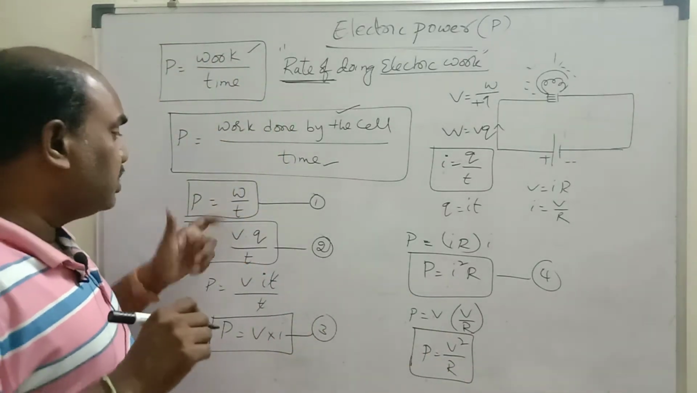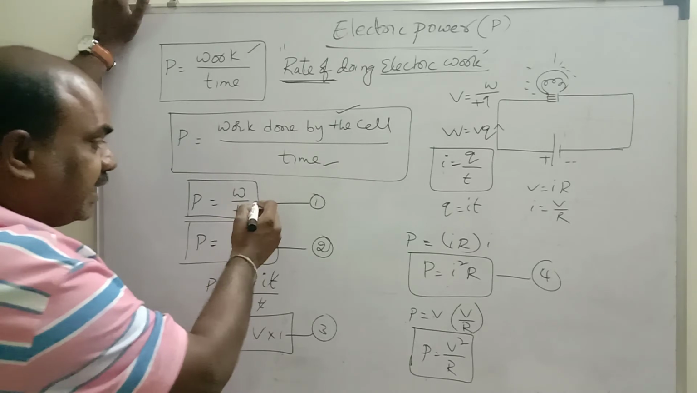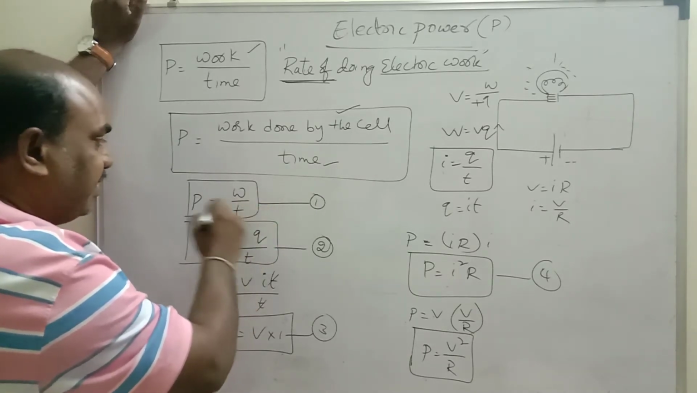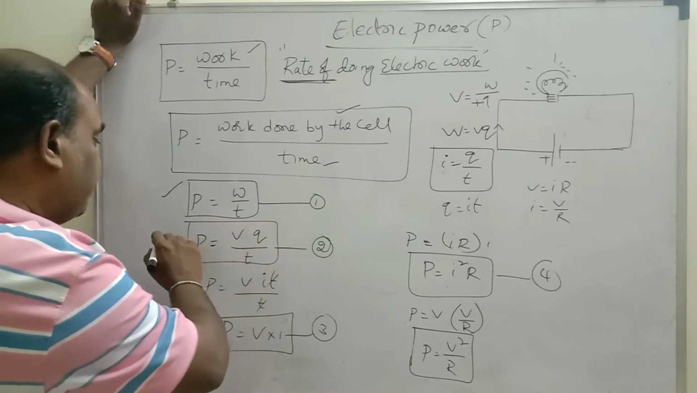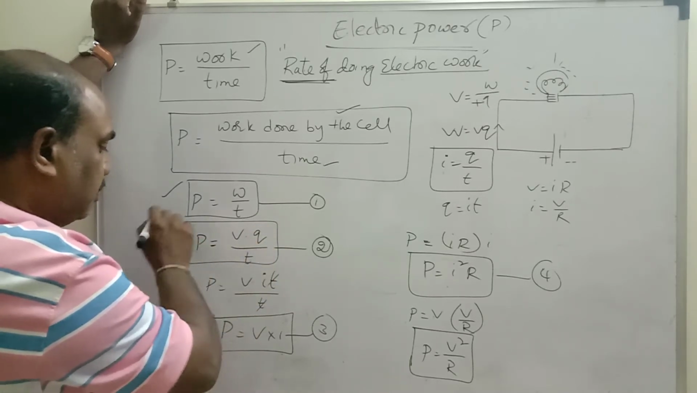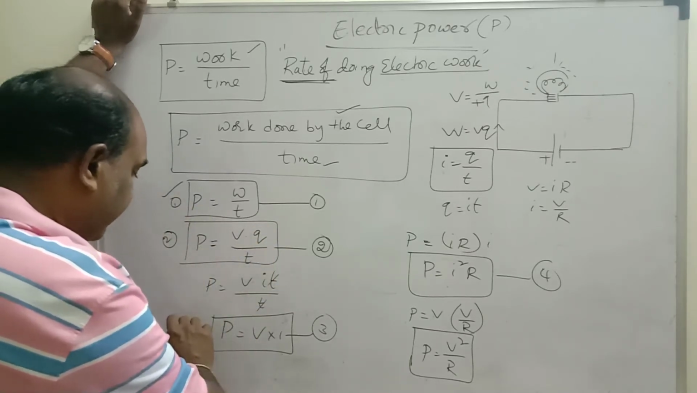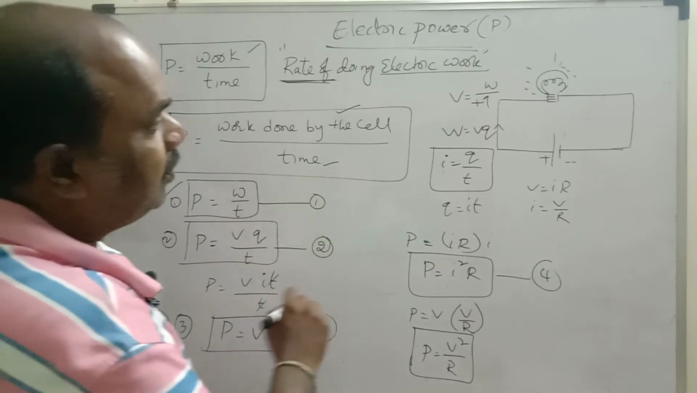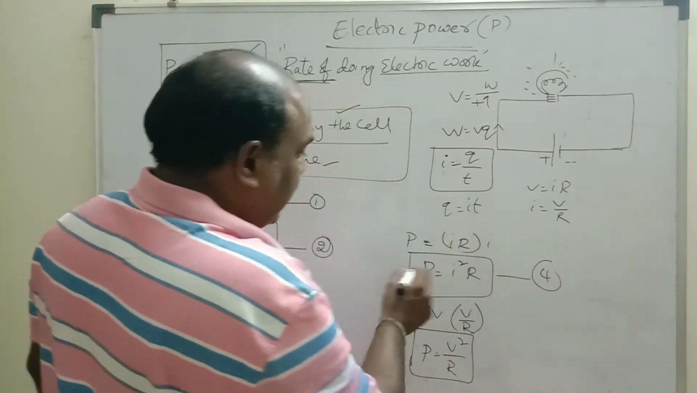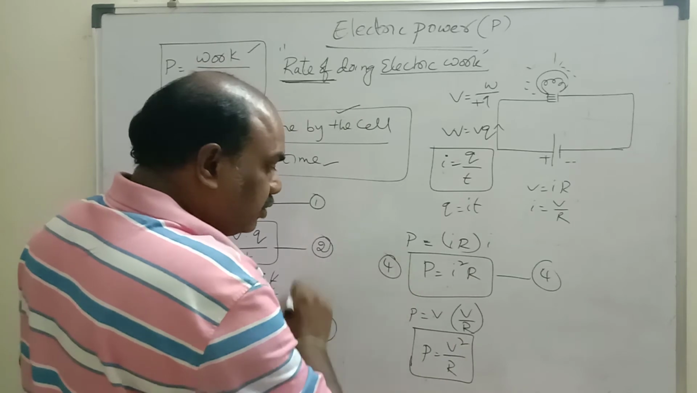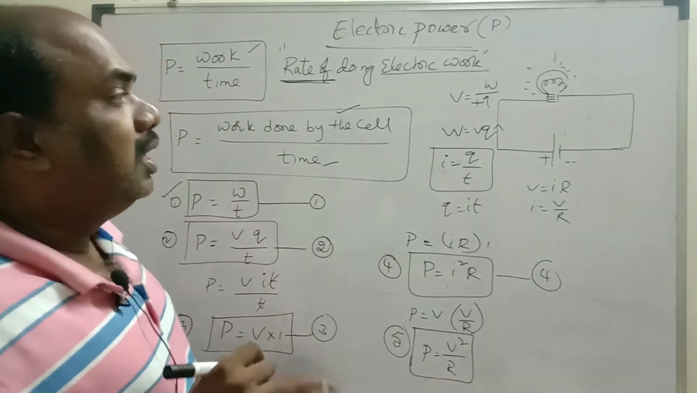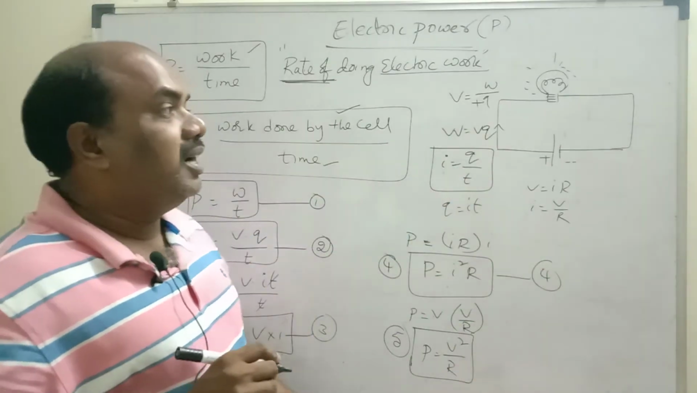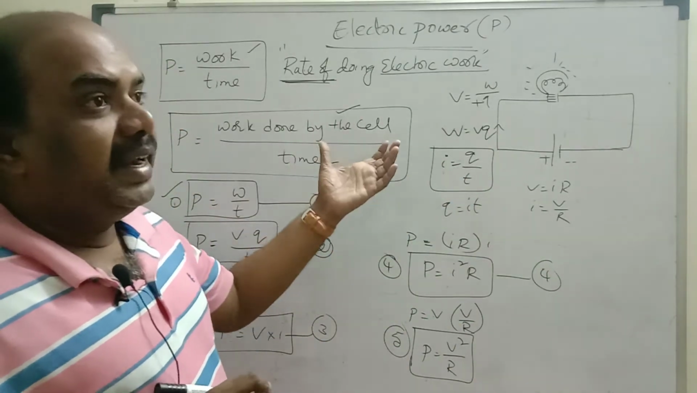Sir, when do we use all these formulas? Suppose in a given problem only work done and time are given, you go for the first formula. If potential difference, charge and time are given, use the second formula. If only potential difference and current are given, use the third formula. If current and resistance are given, use the fourth formula. If potential difference and resistance are given, use the fifth formula. These formulas are very important to find electric power.